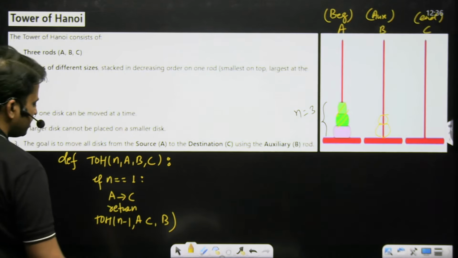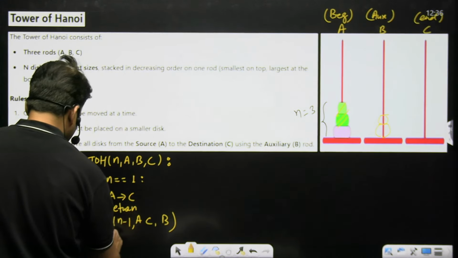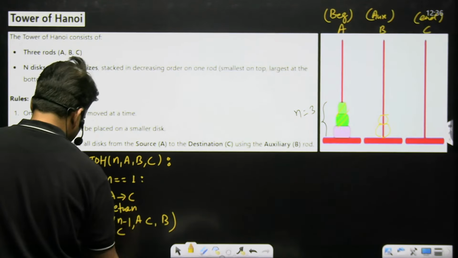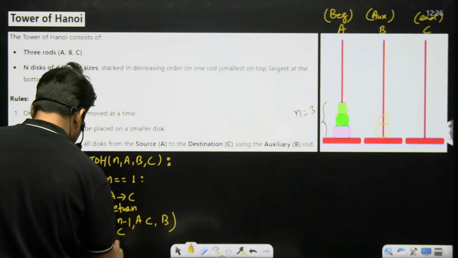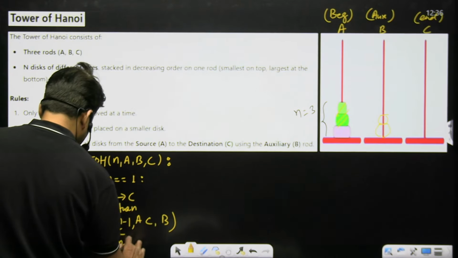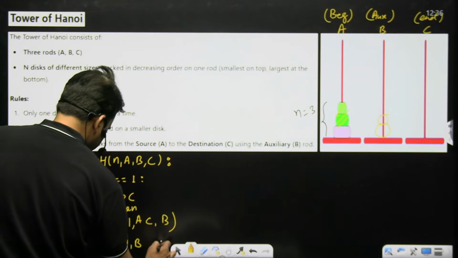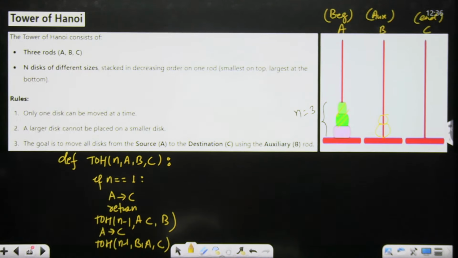And how many disks remain in the beginning page? Only one disk, so directly you can transfer A to C. And the n minus 1 disks that went to B, you have to transfer them to C. Where do you have to transfer the n minus 1 disks that went to B? Finally to C. So this is Tower of Hanoi.